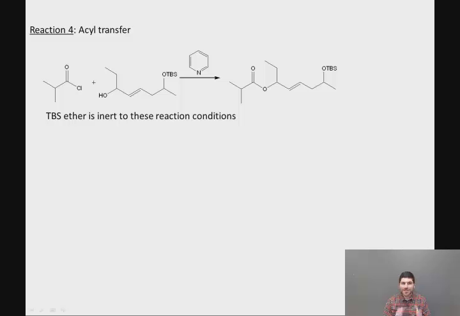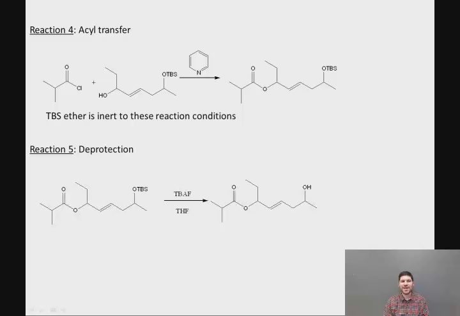Finally, the last key step of the reaction is the acyl transfer reaction that we were anticipating. We take the acid chloride plus the alcohol that now has one of the OHs TBS protected, the other one is still a free alcohol. We react them together in the presence of pyridine, and we get our ester. And once again, the TBS ether is inert to these reaction conditions.